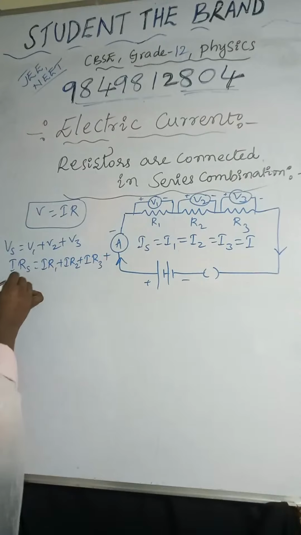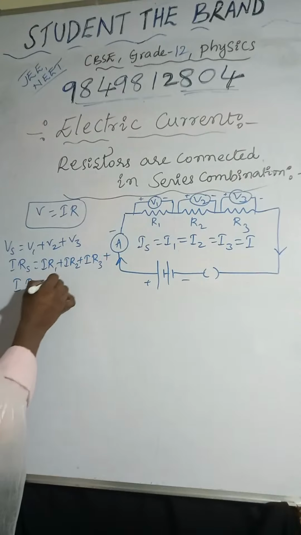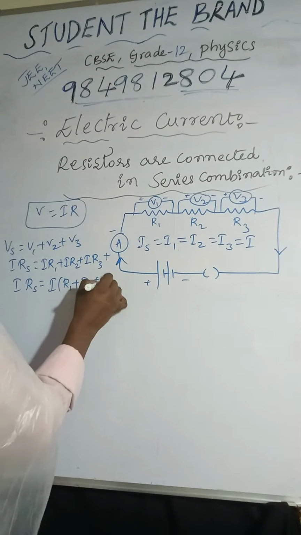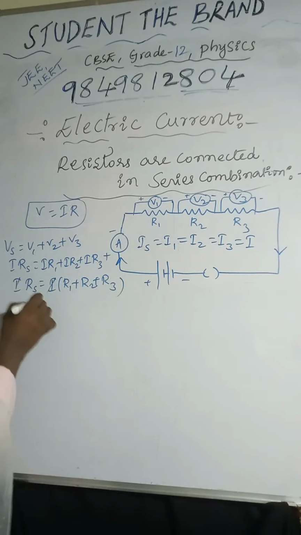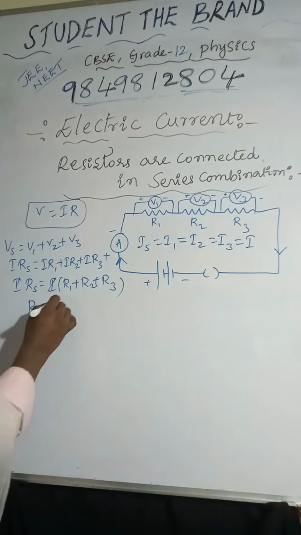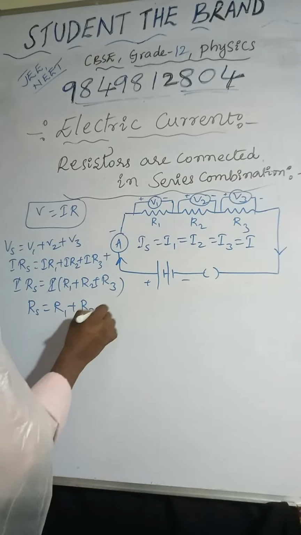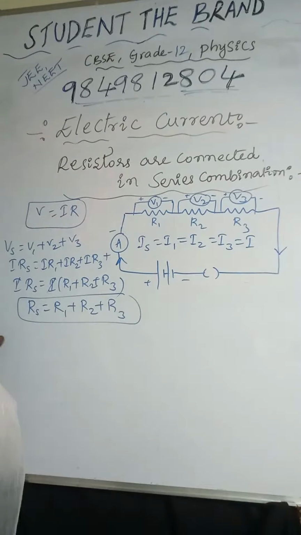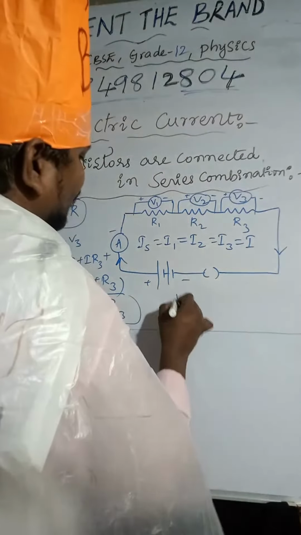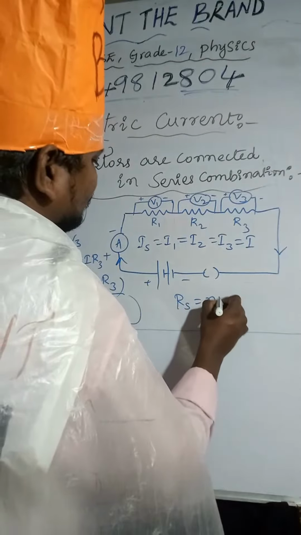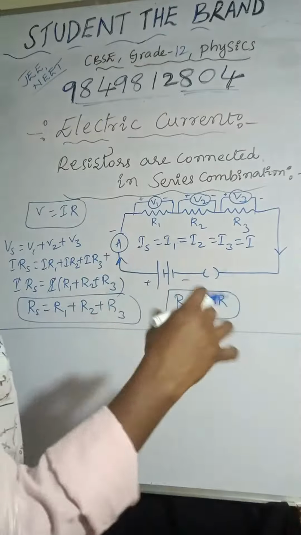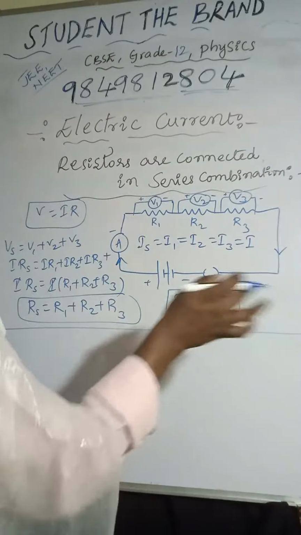So I am taking I common, R1 plus R2 plus R3. So I gets cancelled. So Rs equal to R1 plus R2 plus R3. So resistors are connected in series combination. If n number of resistors are connected in series combination, Rs equal to nR. So this same formula will be used in cells, grouping of cells.